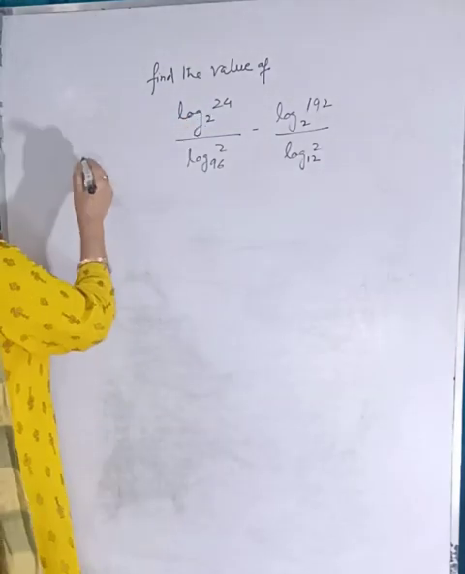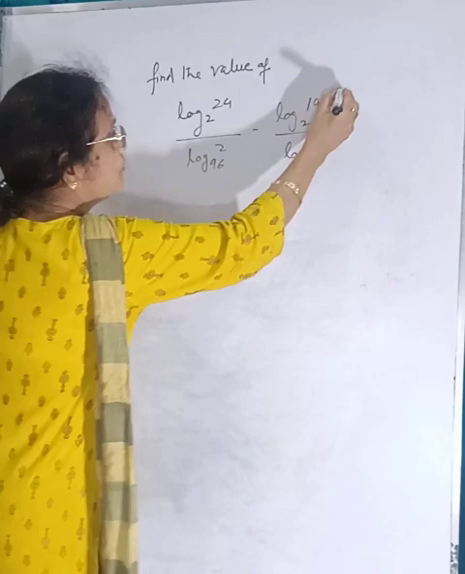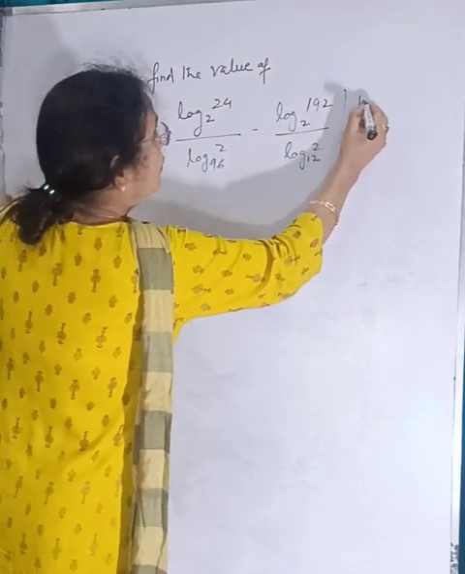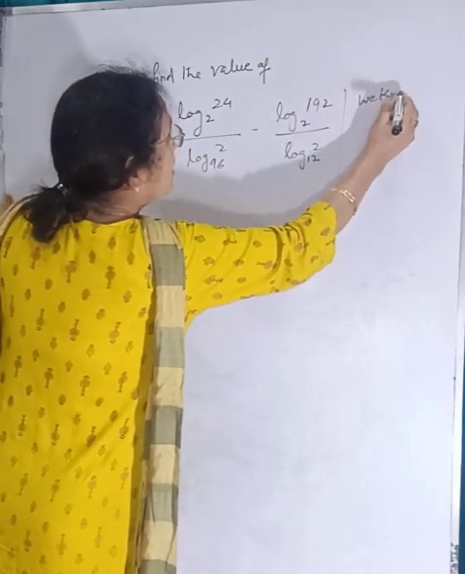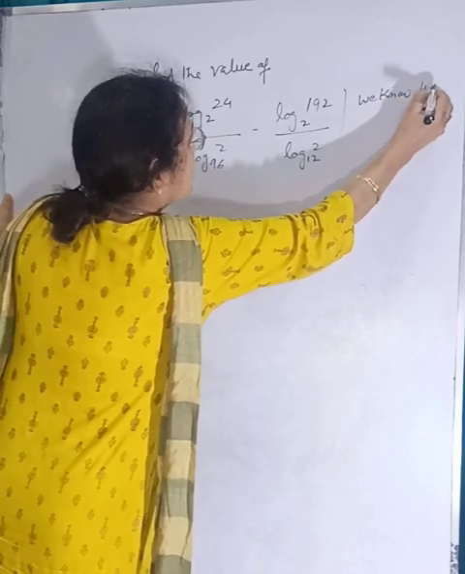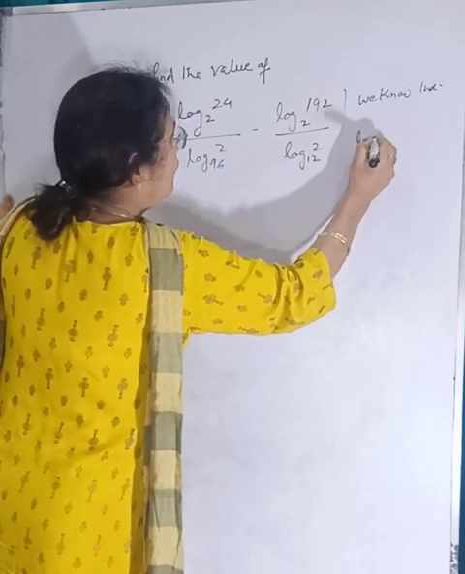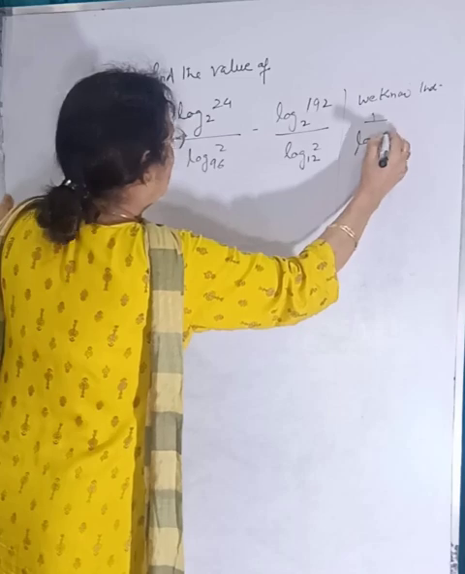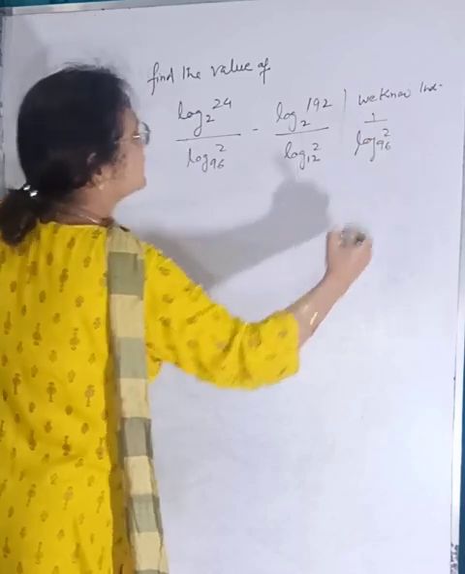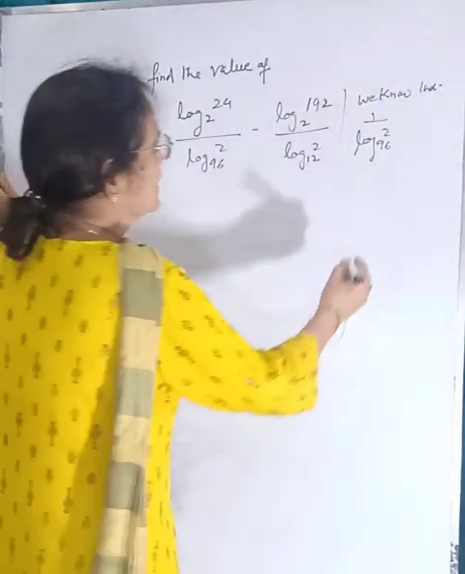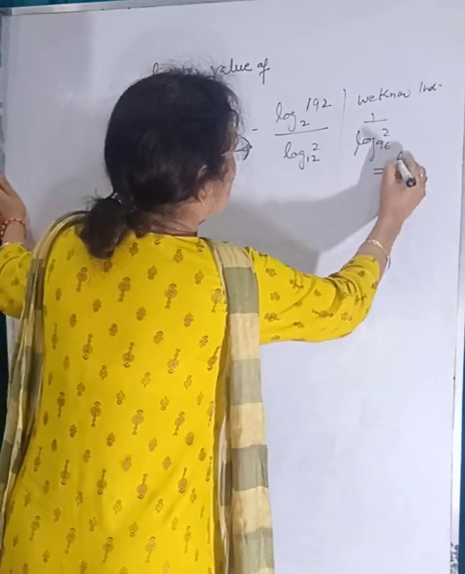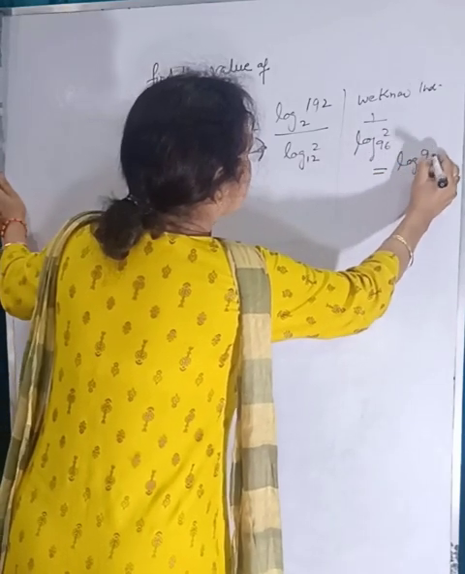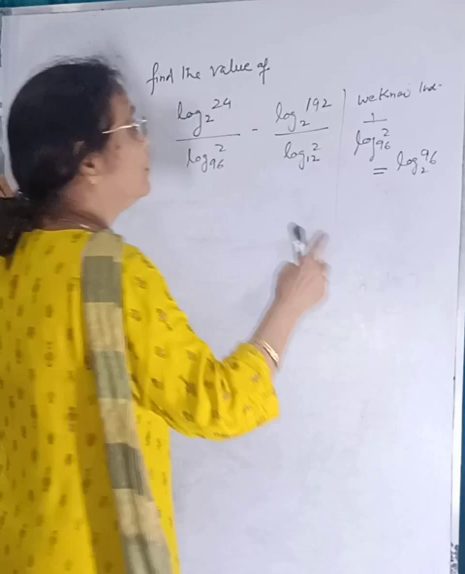देखिए कैसे. Because we know that 1 upon log of 2 with the base 96, ये क्या लिखा जा सकता है? This can be written as log of 96 with the base 2.